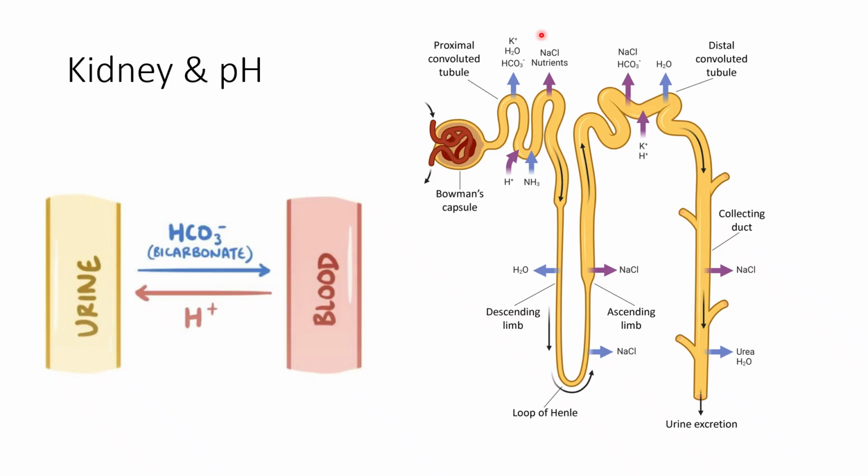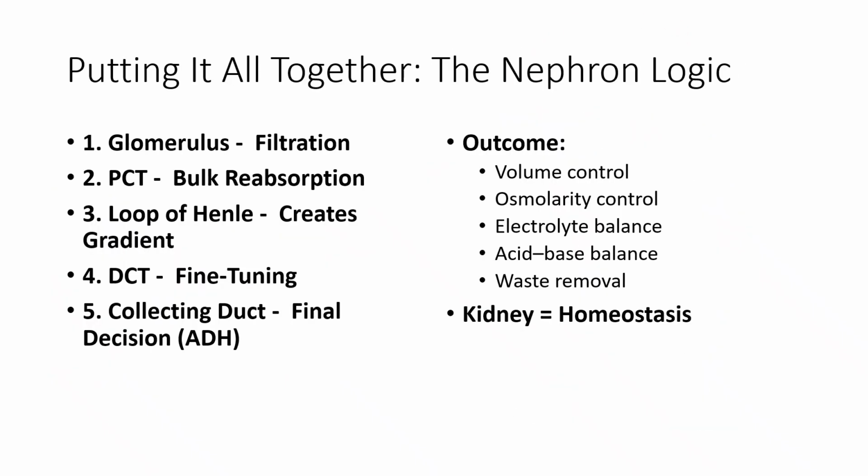How this is happening, we will see in the later slides. So if you have to put together what we have discussed till now, the glomerulus is where the filtration happens, the PCT is where there is bulk reabsorption, the loop of Henle creates the gradient, the DCT does the fine tuning, and the collecting duct is the final decision maker.